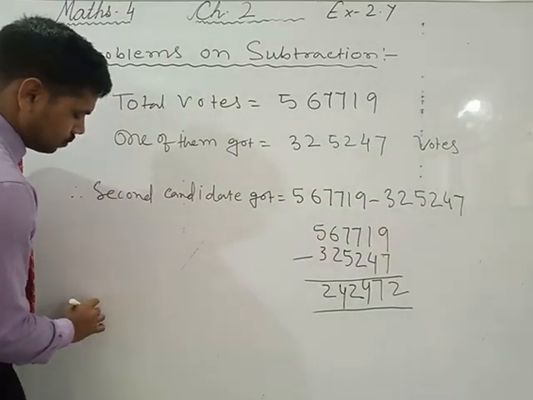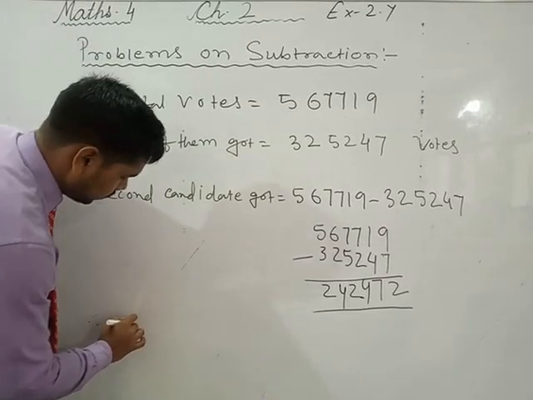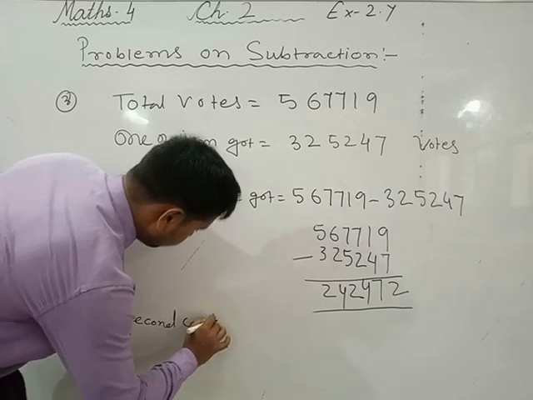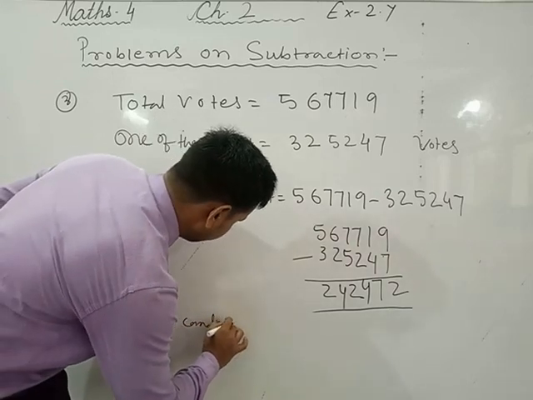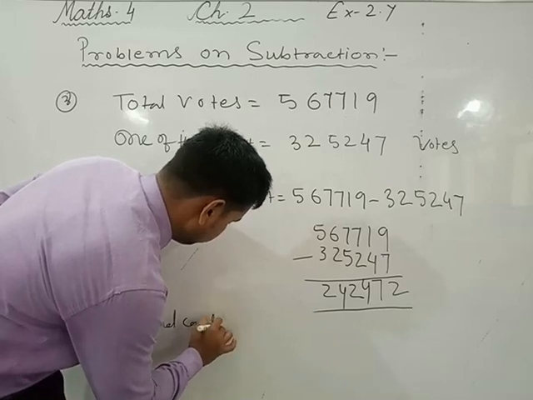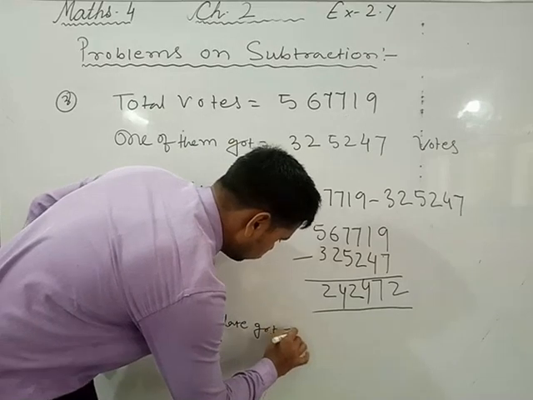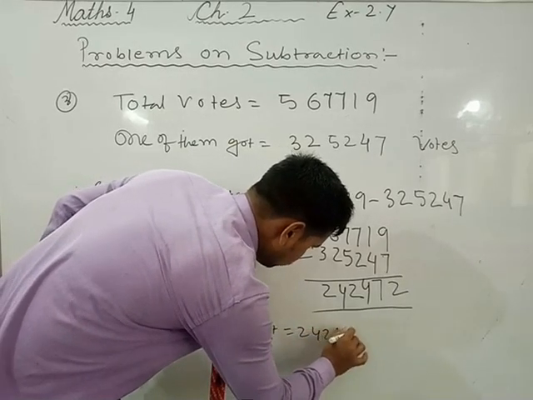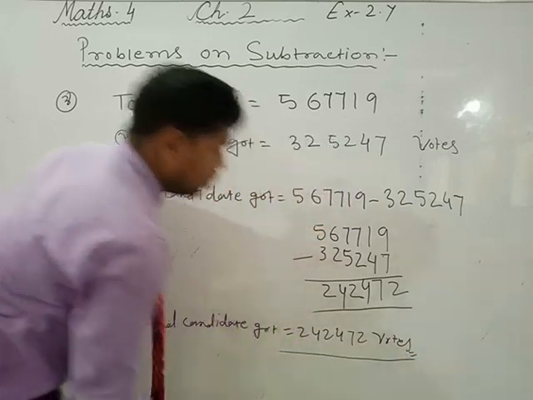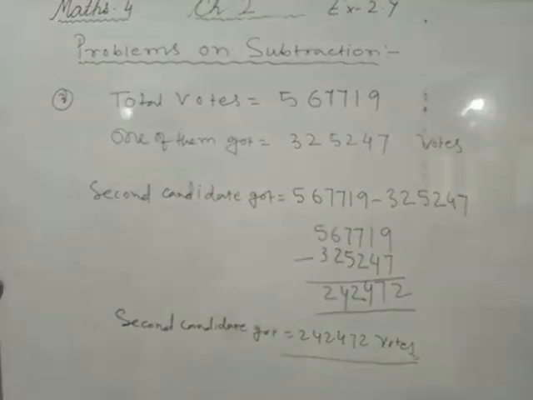So therefore, the second candidate got 242472 votes.